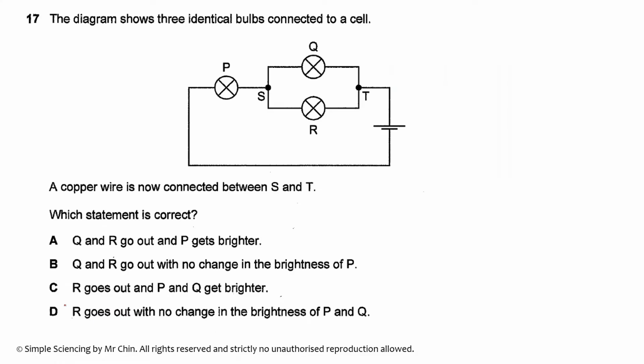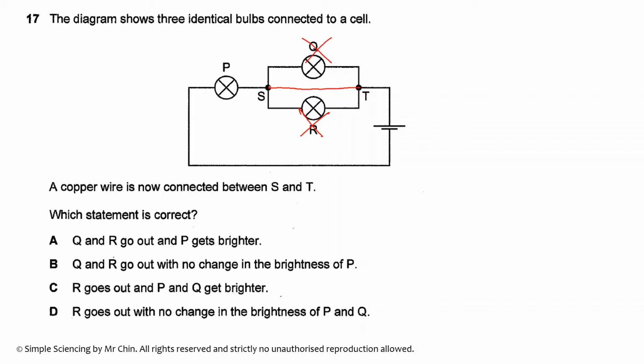Question 17. The diagram shows 3 identical bulbs connected to a cell. A copper wire is now connected between S and T. Which statement is correct? So I connect a wire from S to T. What will happen to this circuit? That's right, Q and R will not light up.